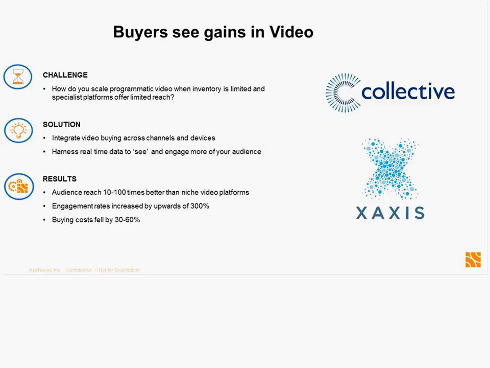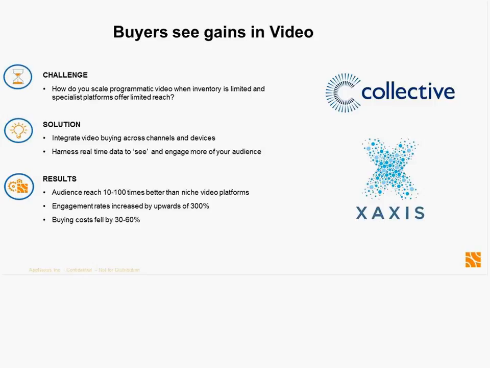Increasingly, good inventory is very hard to find in the video space. If you are looking for extending reach against a certain pool of users, again, that scale thing is very important, and especially so with video. By integrating video buying tools, the AppNexus platform allows buyers like Xaxis and Collective here to target audiences across the web. And programmatic has significant reach and engagement, which can ultimately help you reduce your costs.